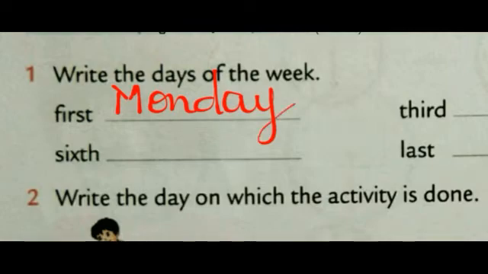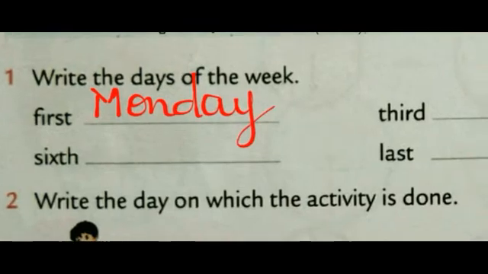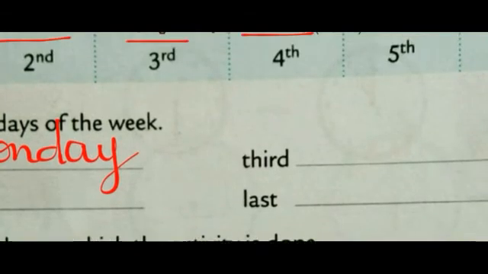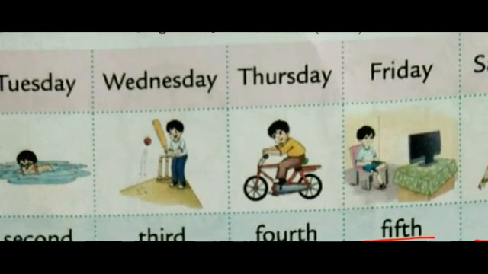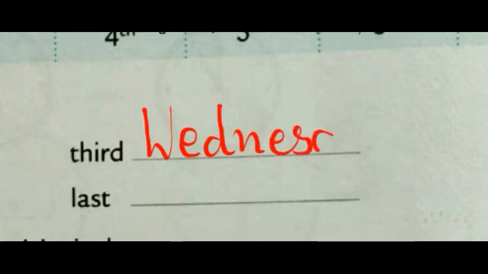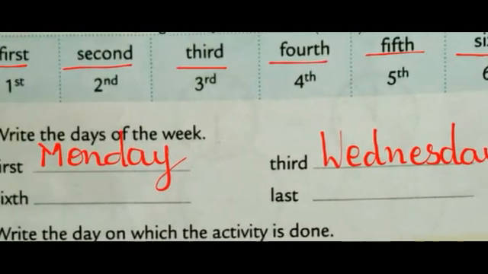M-O-N-D-A-Y, Monday. Okay, see the next one now, which is the third day of the week. So third is here. Which is the third day? It is Wednesday. So we need to write the spelling of Wednesday here now. W-E-D-N-E-S-D-A-Y, Wednesday. Okay. Now see the next one.